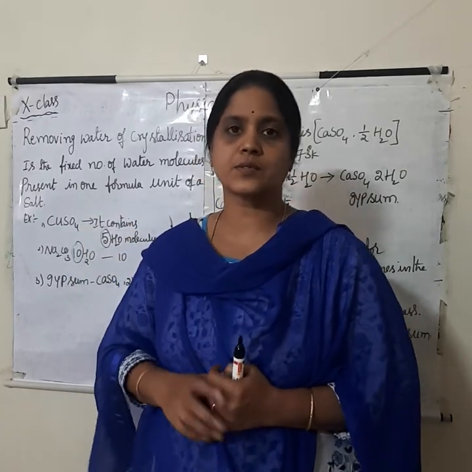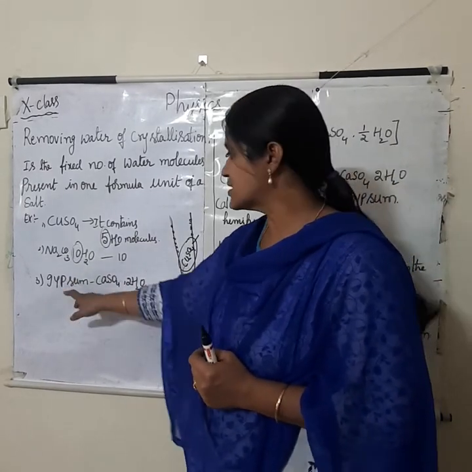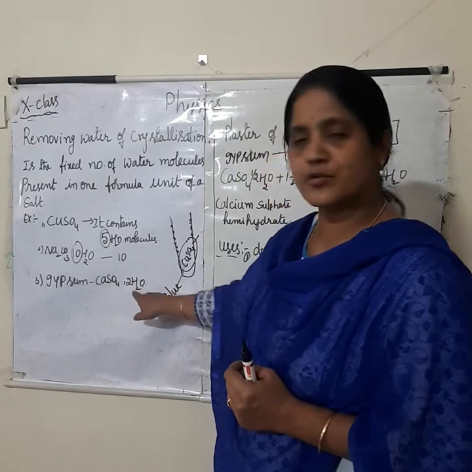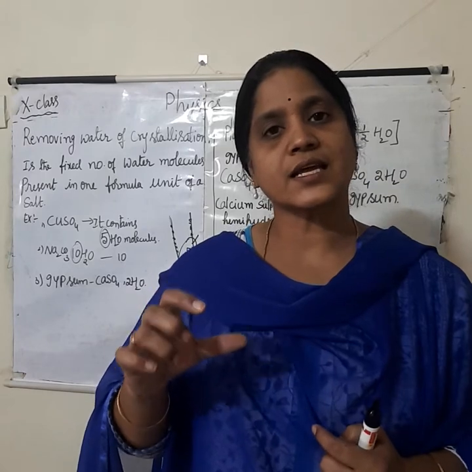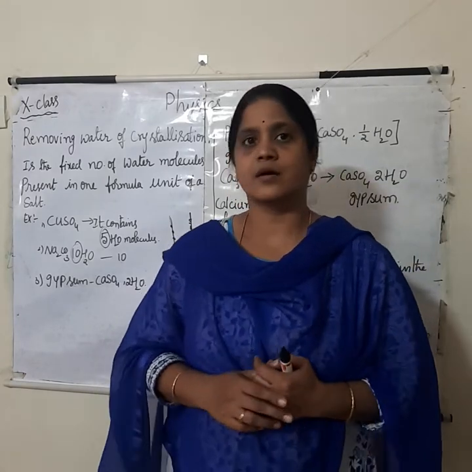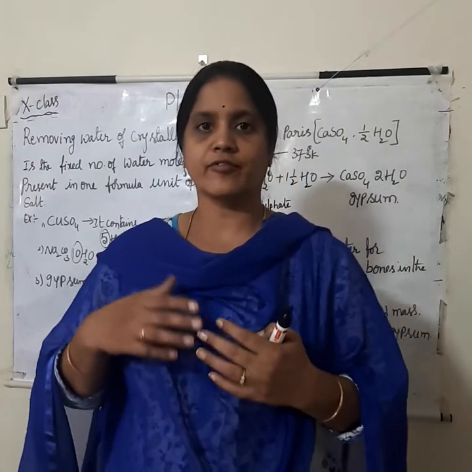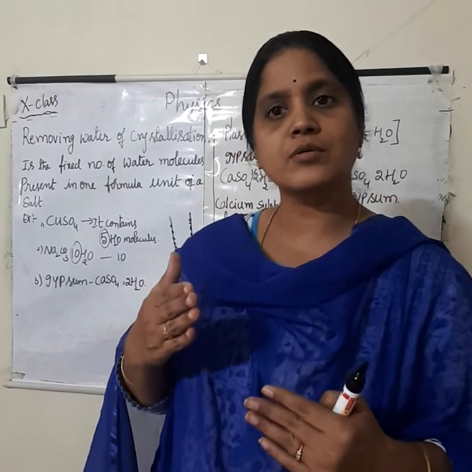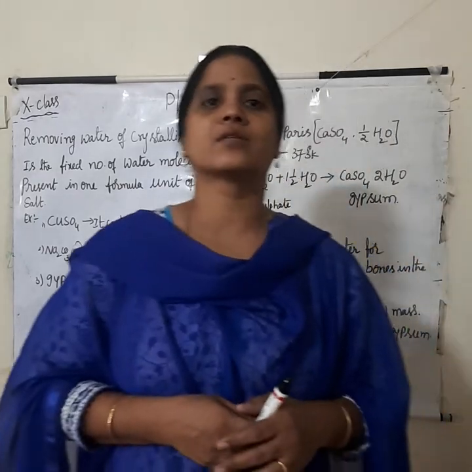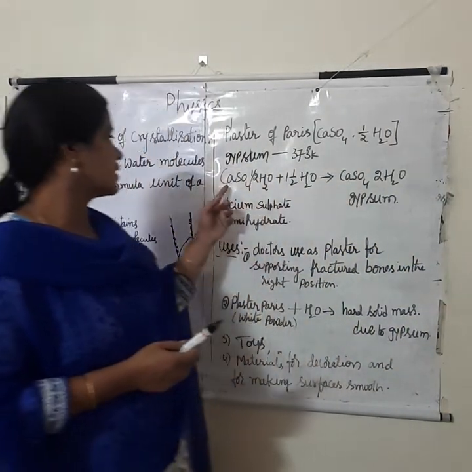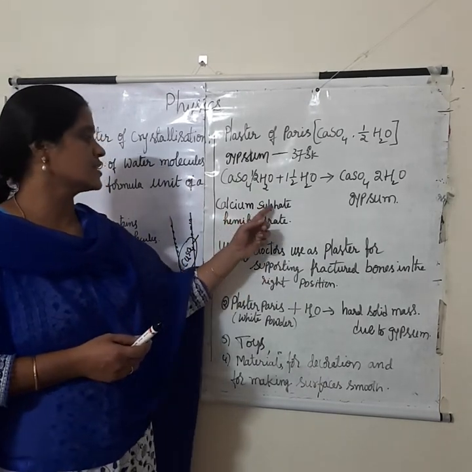So how to prepare plaster of Paris? You take gypsum. Gypsum means calcium sulfate along with two water molecules. This is heated at 373 Kelvin temperature. When heated, some water molecules evaporate, and we get a chemical compound, calcium sulfate hemihydrate.